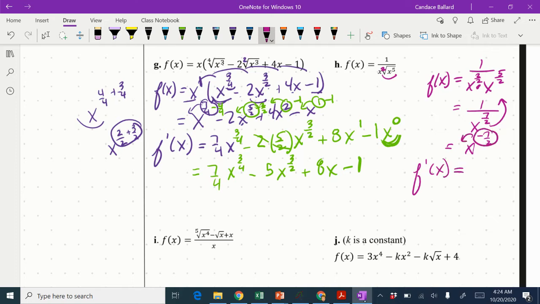I'm going to bring my exponent in front, so negative 7 halves x. I'm going to subtract my new exponent, which is negative 9 halves. So subtract 1 from my exponent. It could be left like that. You might also see that they take the variable and put it back in the denominator because the exponent's negative. So it could be negative 7 over 2x to the 9 halves power.